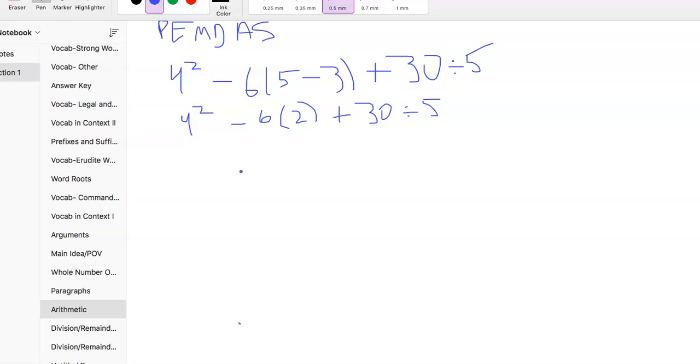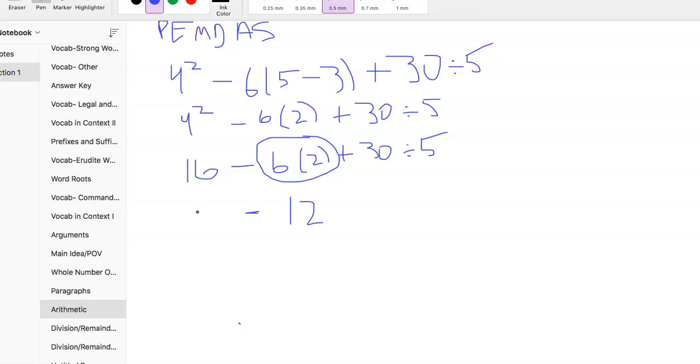E stands for exponents, right? So let's get that 4 squared equals 16 out of the way. Carry the rest of the stuff, plus 30, and then divided by 5. Okay. Next, multiply, right? So we got these guys right here to multiply. 6 times 2 is 12, right? None of the calculations are really terribly complicated on these questions.